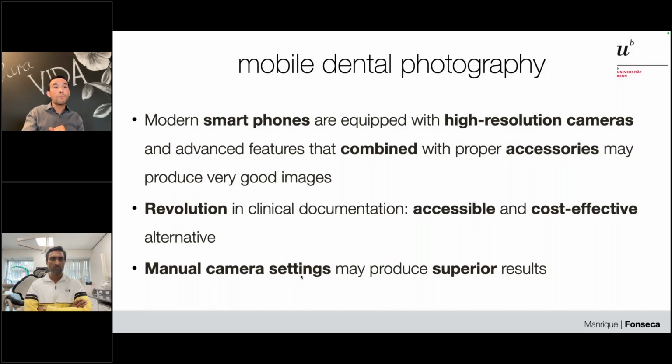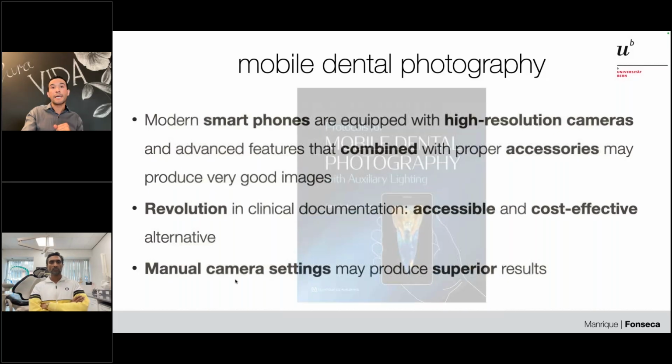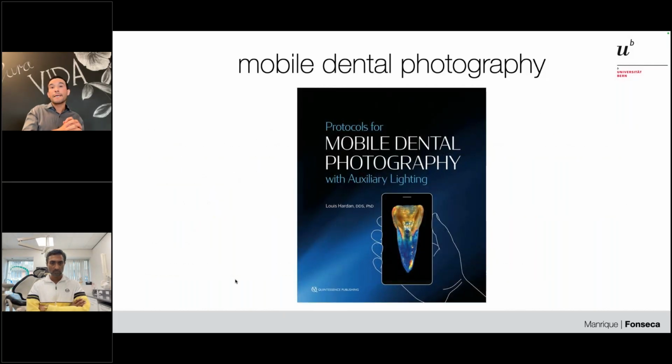You can also go with camera settings, the manual ones that I will show you in a couple of slides, and then you can get very, very high quality images. And for me, I have to be honest, I was always very reluctant with that until I was at a congress in Spain, and Professor Hardan was giving a lecture over there, and he wrote a book about mobile photography. So if you're interested in that, you can check it out.